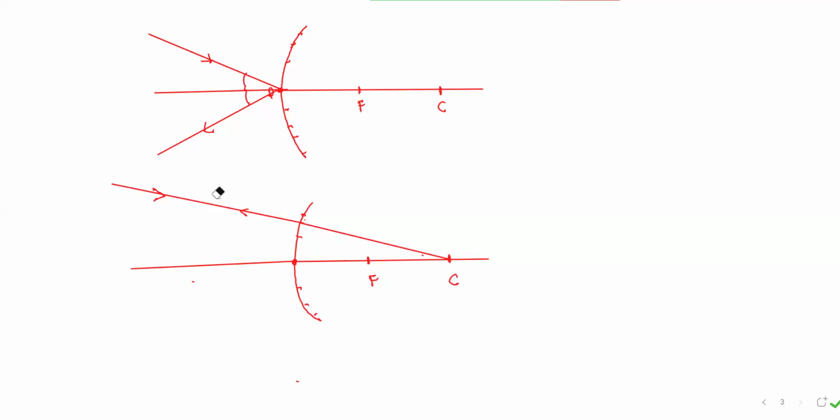Please, when you are doing this, use a straight edge, your ruler, even a well sharpened pencil, so that when you commit any mistake, you can erase and do the writing. Ray diagrams must be neat. It must be neat and beautiful.